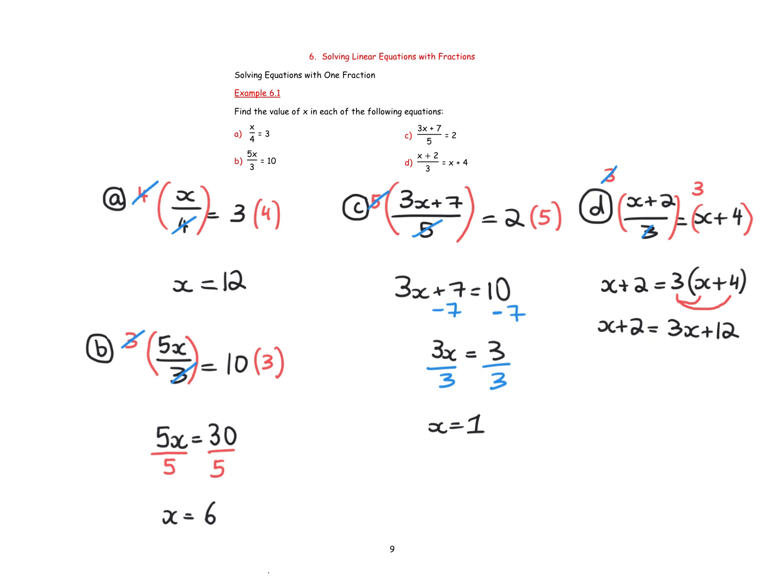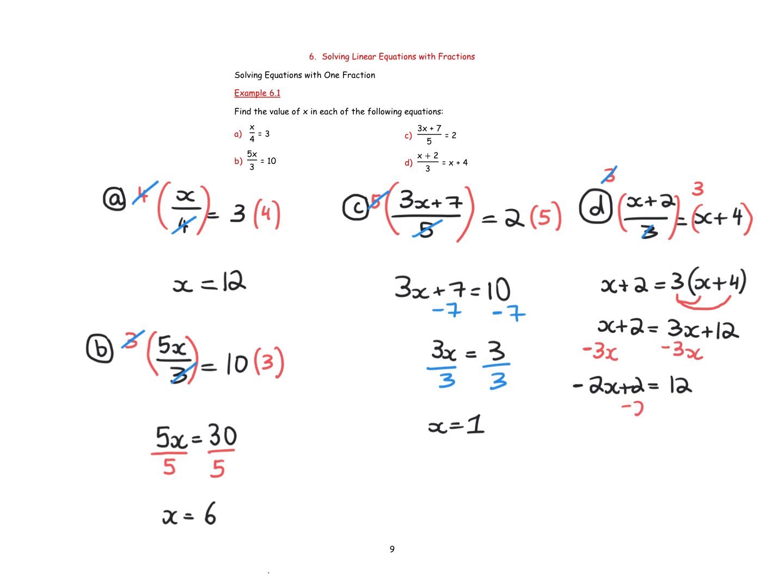Now we have to figure out what x is. To do that, we take 3x from both sides to bring the x's to the left-hand side, meaning that we'll be left with minus 2x plus 2 is equal to 12. On the right-hand side, 3x minus 3x will give us 0x.